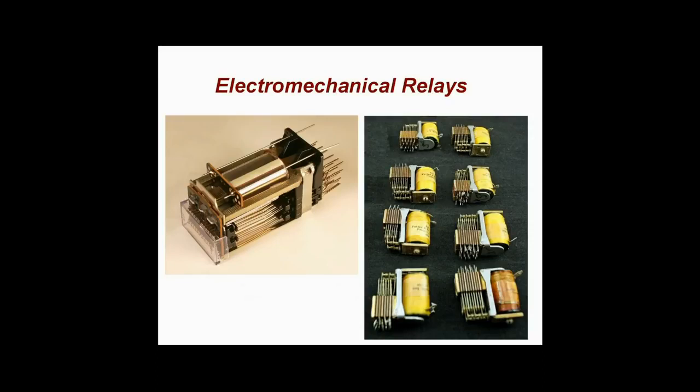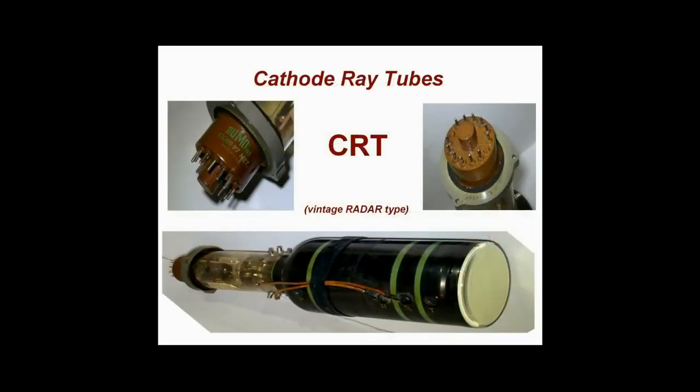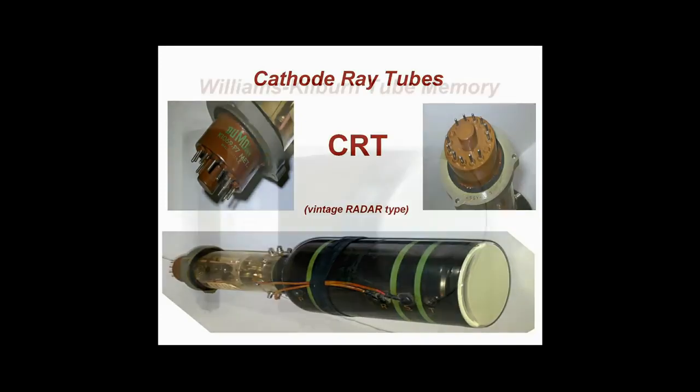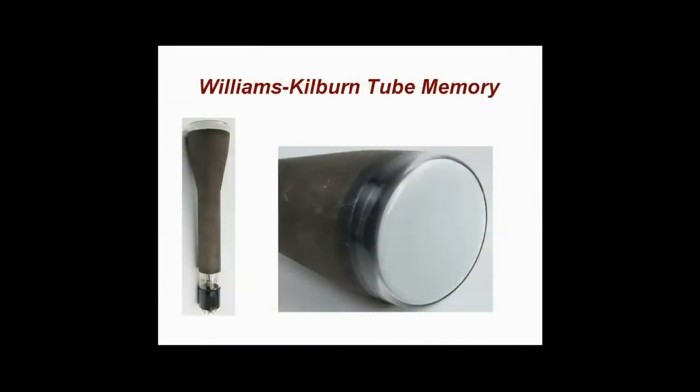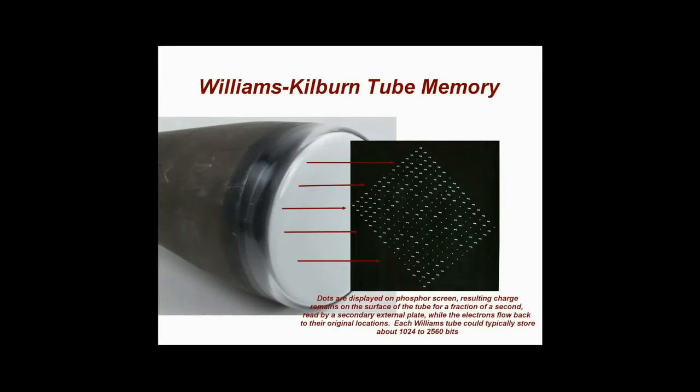The technology of the cathode ray tube, or CRT, familiar in early radar equipment and television sets, was modified and used in the University of Manchester's Mark I in 1948. One of the world's first stored program computers, it utilized CRTs as an early form of computer memory, which became known as the Williams-Kilburn tube, after inventors Frederick Williams and Tony Kilburn.